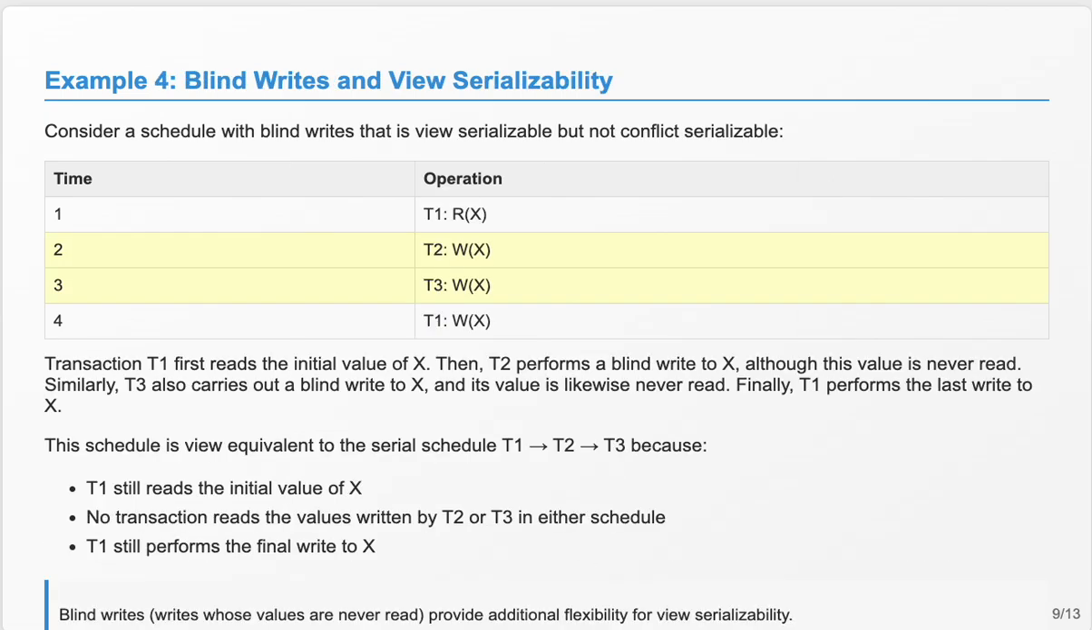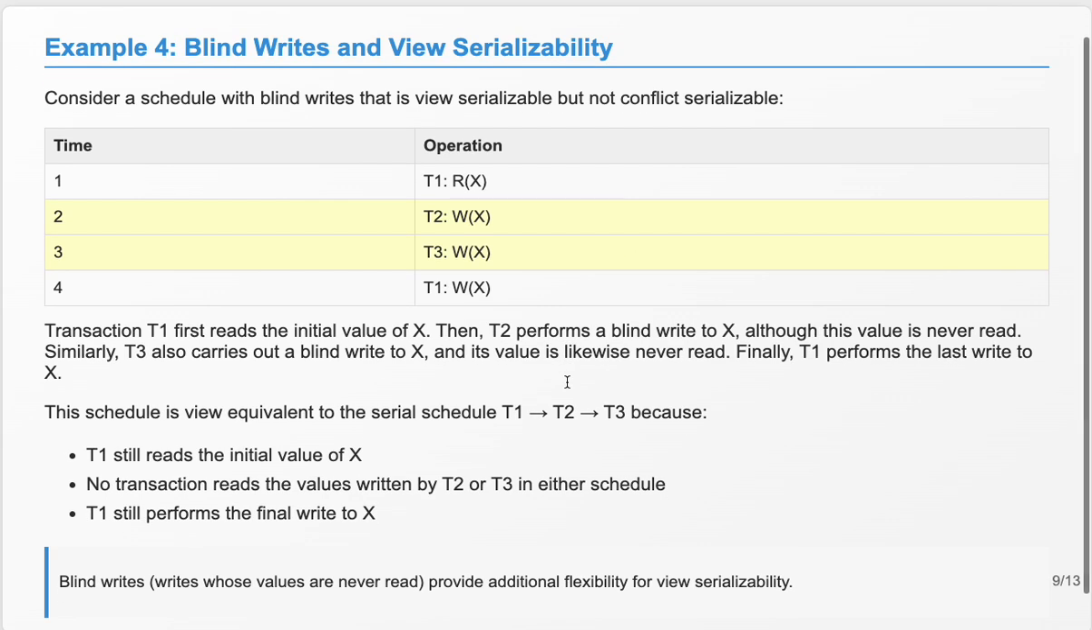So let's look at another example that highlights the importance of blind writes in view serializability. Basically, blind writes are allowed in view serializability, but not allowed in conflict serializability, because if we have blind writes, they will be in conflict with each other, and that will create a cycle in the precedence graph.